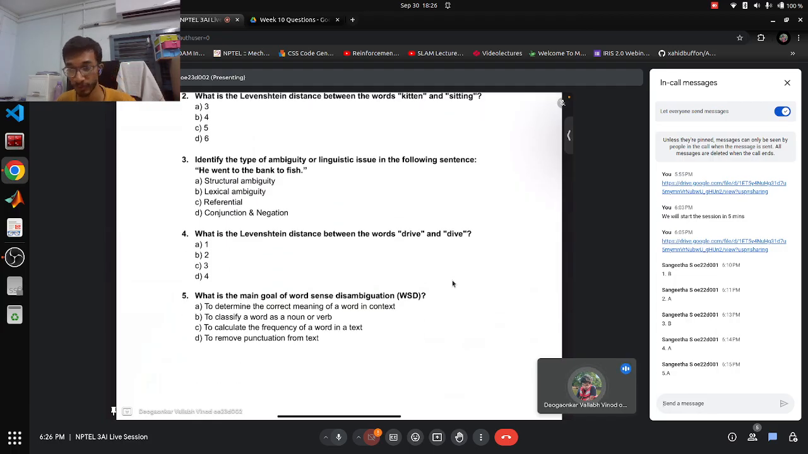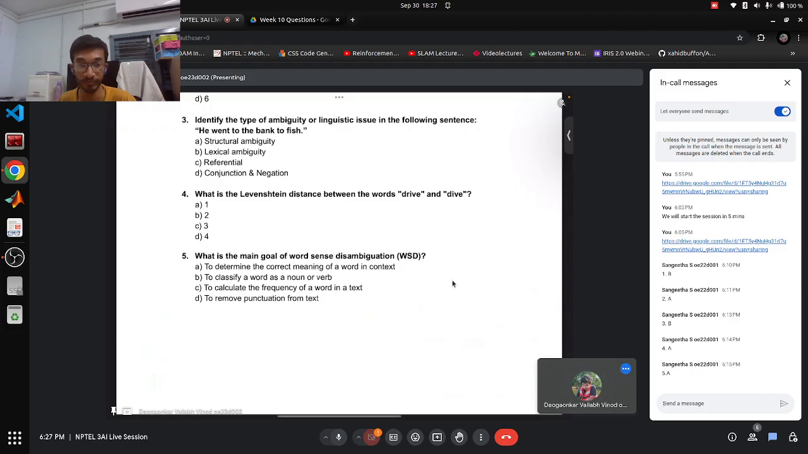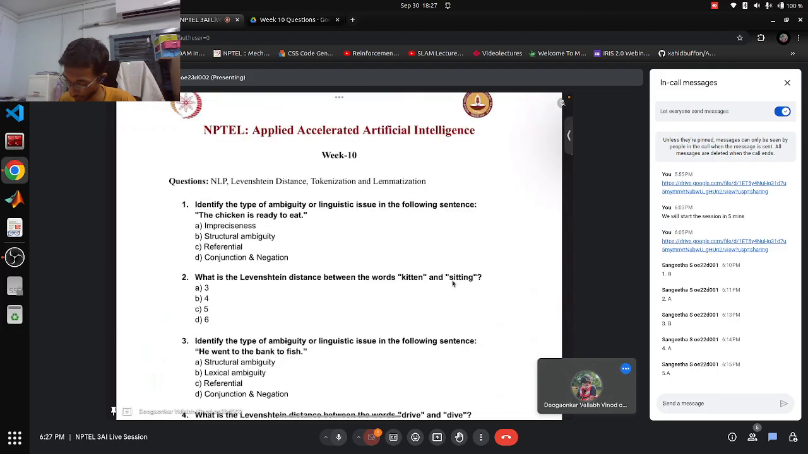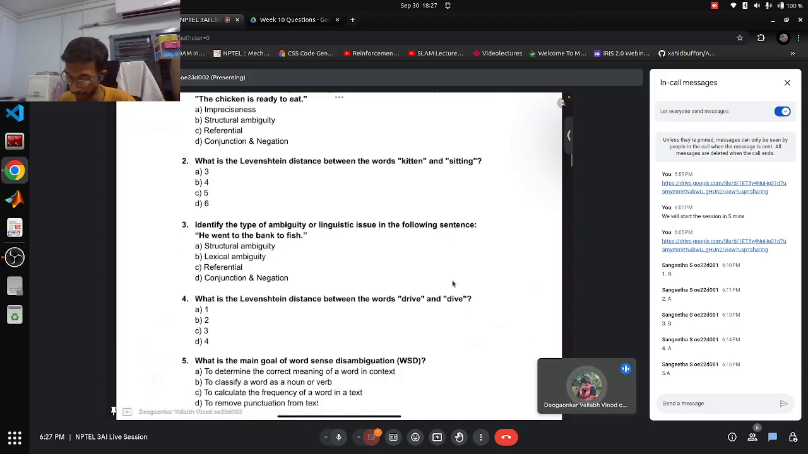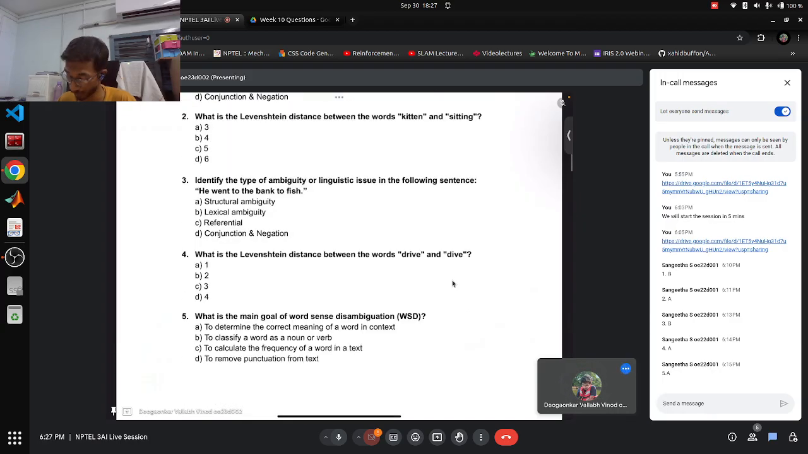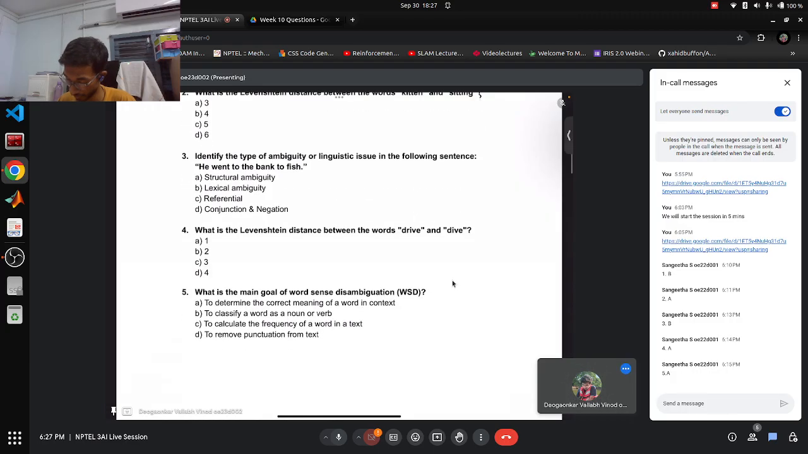So the next question is, what is the main goal of word sense disambiguation? In this context, the idea is that you want to determine the correct meaning of a word in a context. That is the main goal actually. As we saw in the third question, what the bank exactly represented, we got that from the context.